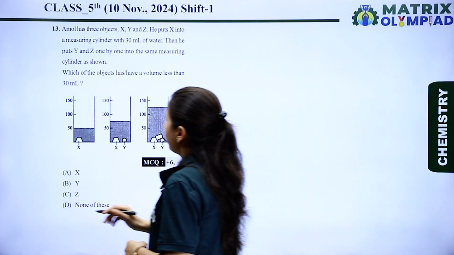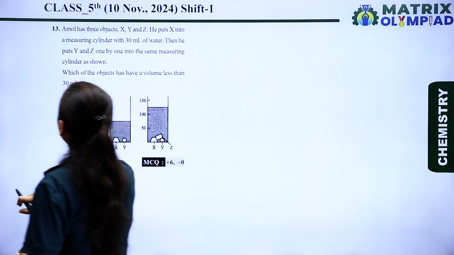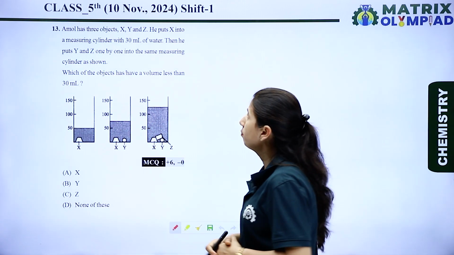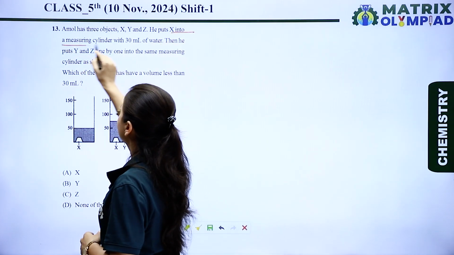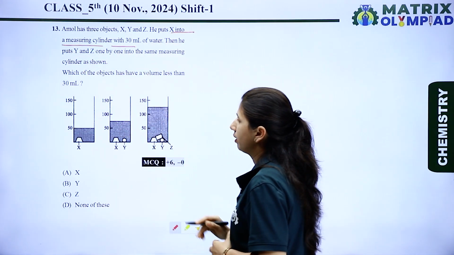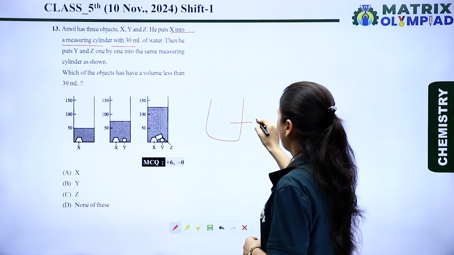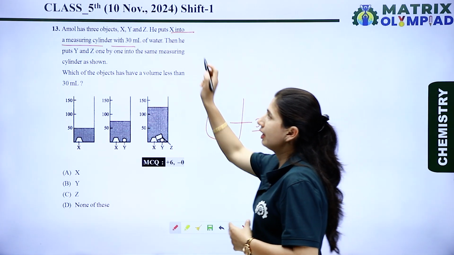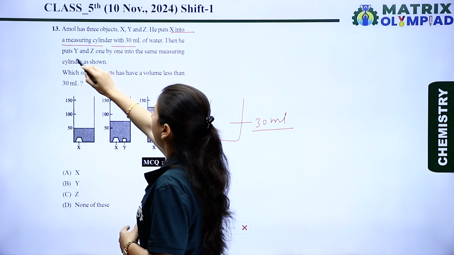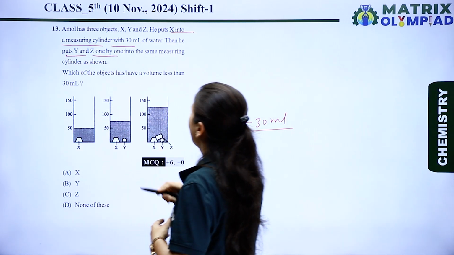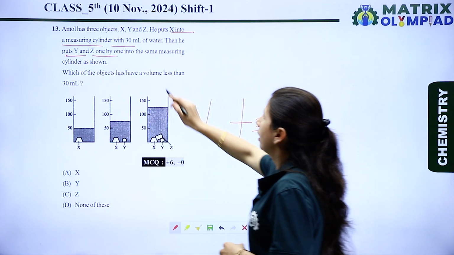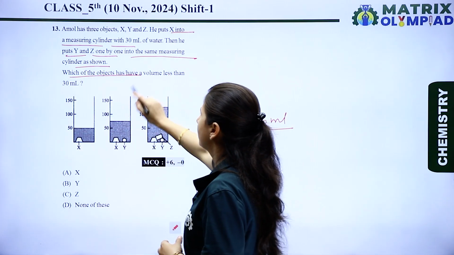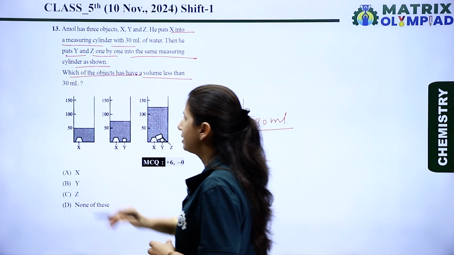The next question is, Amol has 3 objects, X, Y and Z. He puts X into a measuring cylinder with 30 ml of water. Means in the measuring cylinder, water is present, the volume of the water is 30 ml. Then he puts Y and Z one by one into the same measuring cylinder as shown. Which of the following objects has or have a volume less than 30 ml?